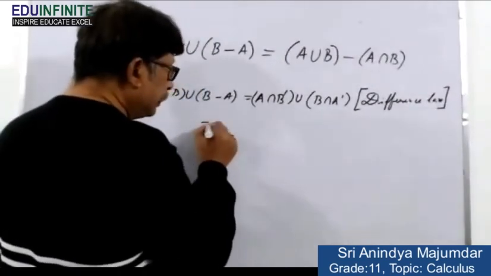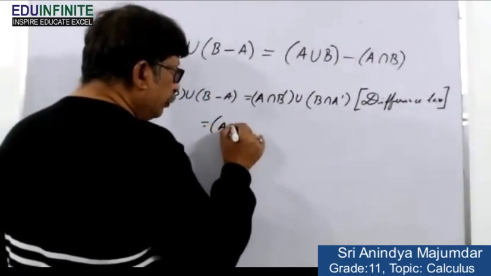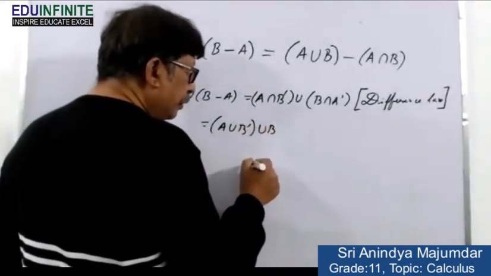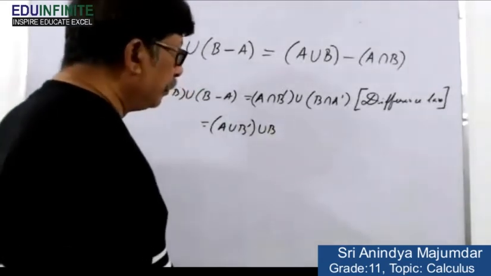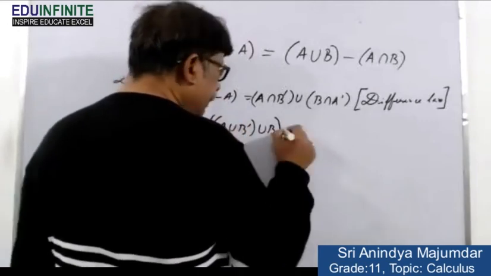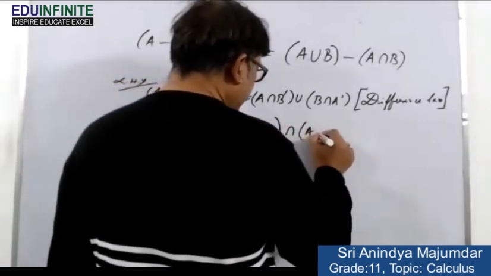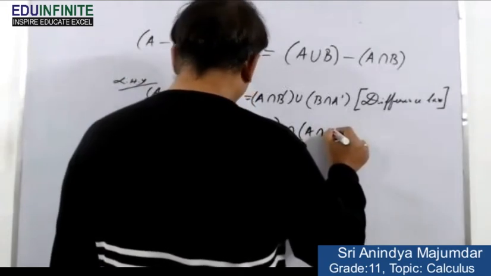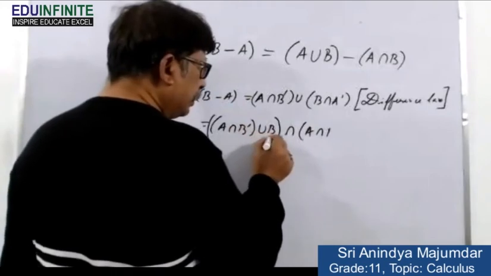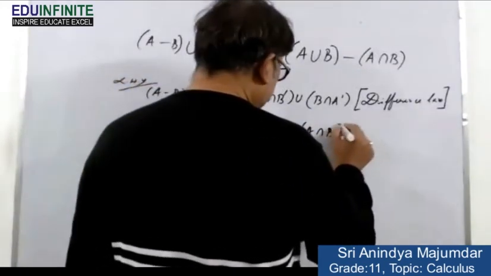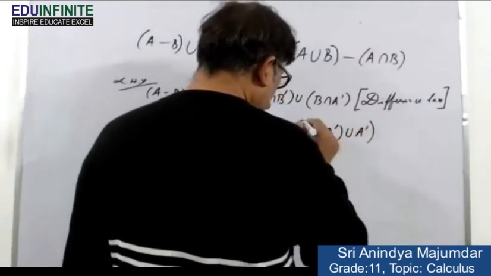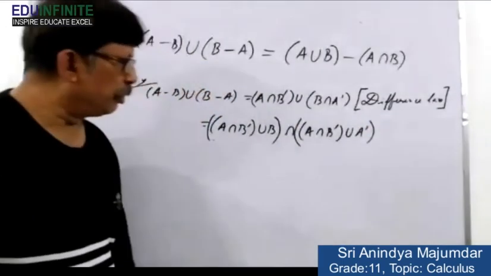This is A union B complement, union B intersection, sorry, A intersection B complement union B, A intersection B complement union A complement. Can anyone tell me which law I have used?